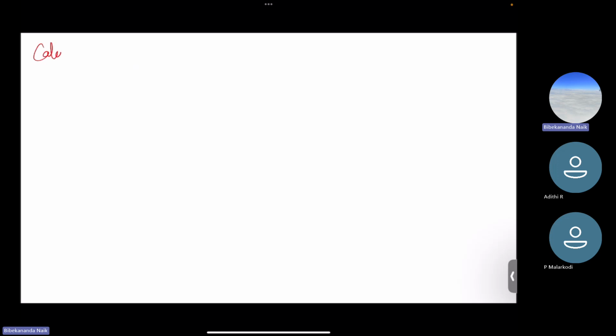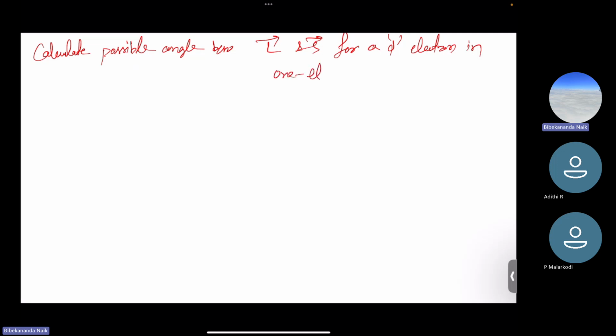So, calculate the possible angle between the L vector and the S vector for a d electron in a one-electron atom. Can anyone calculate?